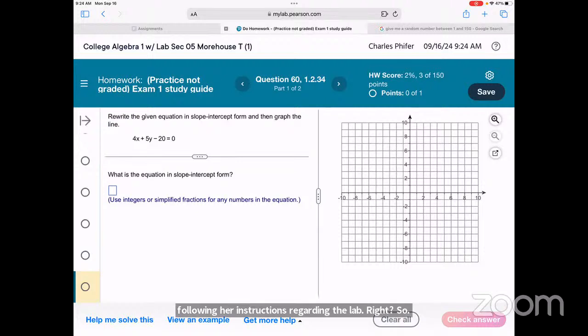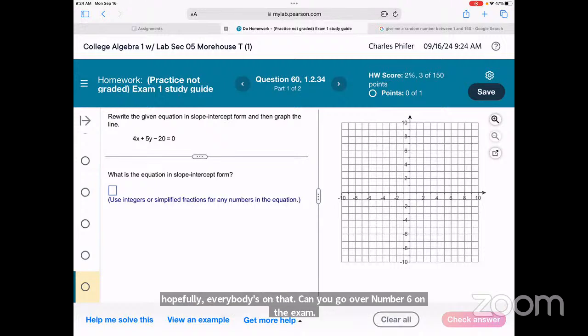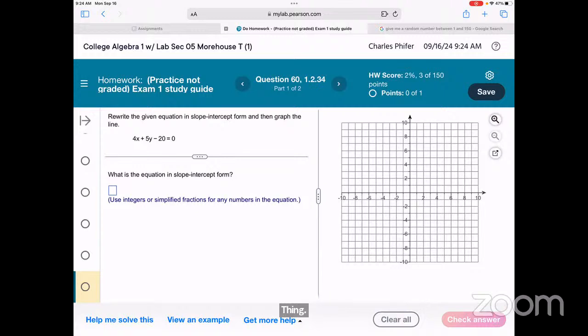Can you go over number 6 on the exam? Maybe screenshot it. You can email it to me or text me. Just screenshot it and send it to me and we'll pull it up, because I think it might move around a lot. So just screenshot your question and let me know once you've sent it and I'll pull it up.